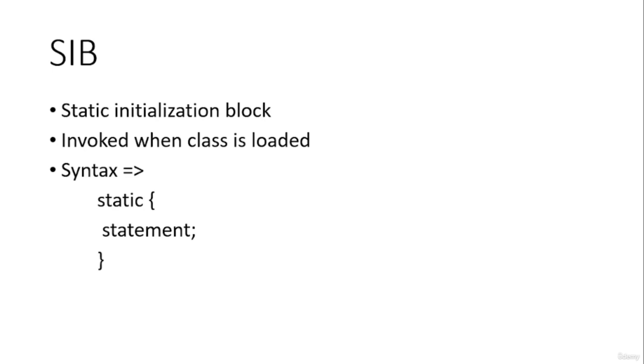Now let us see the syntax for SAB. The SAB syntax is the static keyword followed by braces in which we initialize our static members. So this is it for the theoretical aspects regarding IAB and SAB. Now let us see the practical for this section.